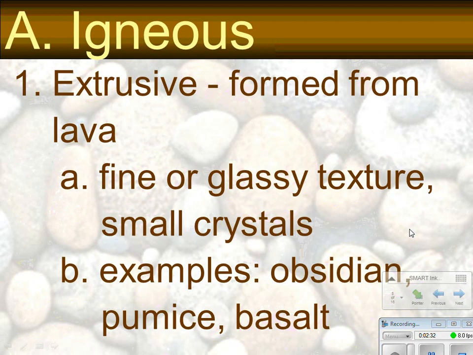Some examples of igneous extrusive rocks are obsidian, pumice, and basalt. Pumice is the stuff that maybe your mom or yourself scrub your feet with, get off all the hard spots. It's that light color, got lots of holes in it.